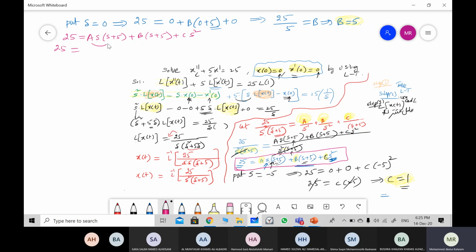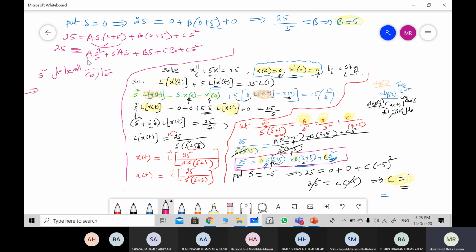Now I will multiply. S squared times S squared plus 5AS plus BS plus 5B plus C squared. How much can I write now? Now see, the coefficient, المعامل of S squared. This is equal.